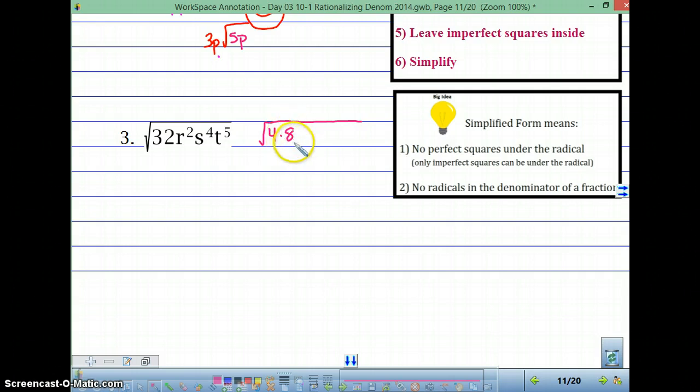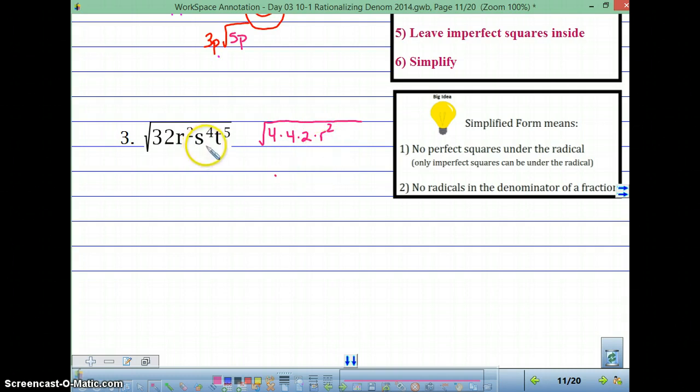Now 8, can I leave 8 like that? It's not prime and it's not a perfect square. That means I need to keep factoring. Can I think of a perfect square that's a factor of 8? Of course. 8 is just 4 times 2. Now we've got perfect square, prime. That's good enough. R squared, that's already a perfect square. R times R.